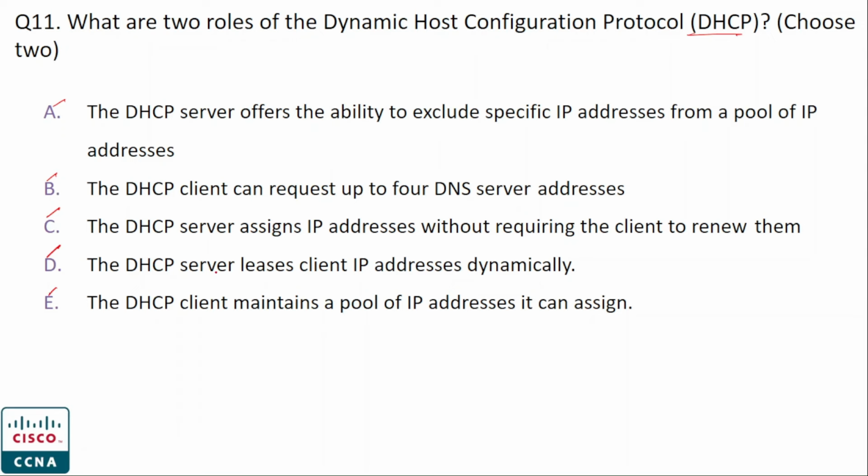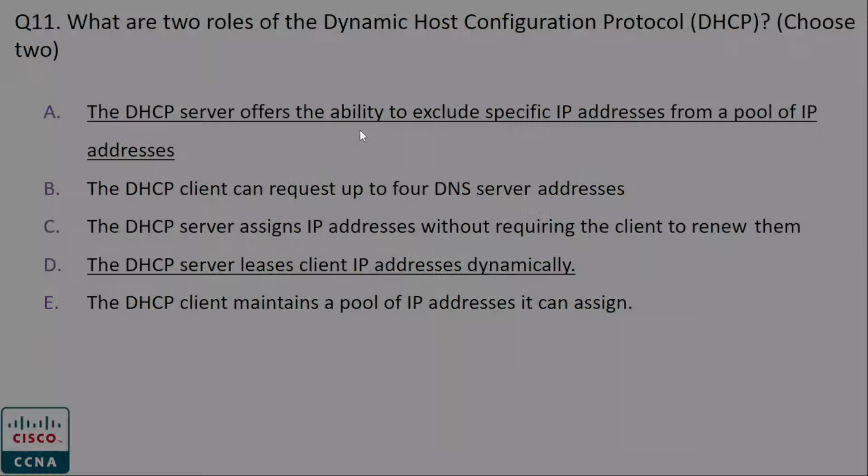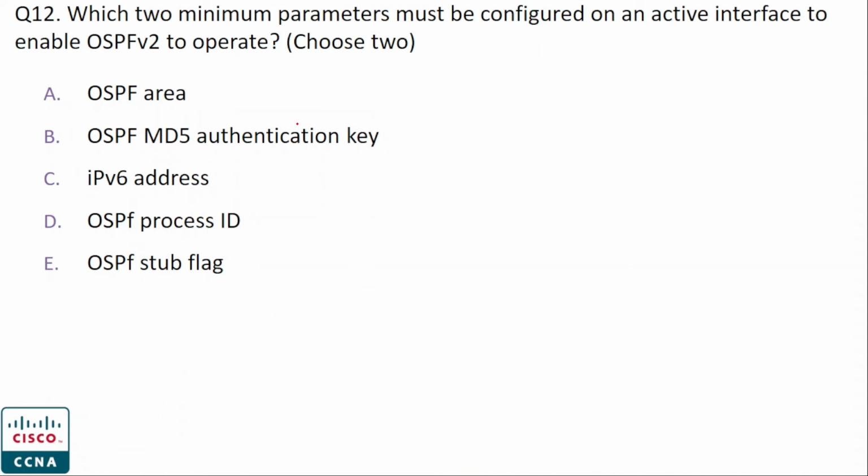And option E. The DHCP client maintains a pool of IP addresses it can assign. And the correct options are option A. The DHCP server offers the ability to exclude specific IP addresses from a pool of IP addresses. And the DHCP server leases client IP addresses dynamically. So these are the two correct options and roles of the DHCP server.